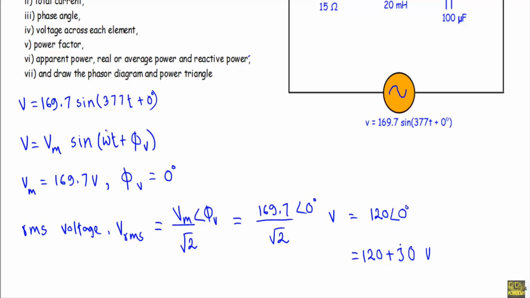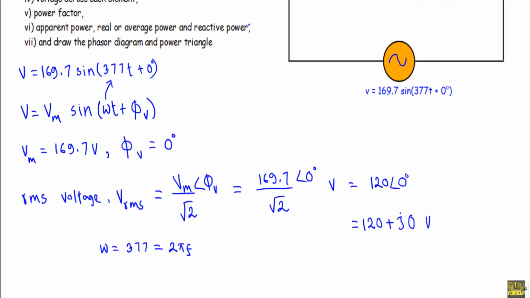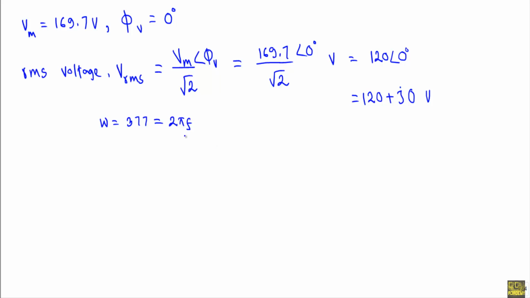From this equation, we can write down the angular frequency of the applied voltage omega, which is equal to 377, and we know that omega is equal to twice pi f, from which I can write down the frequency of the applied voltage is equal to 60 Hz.